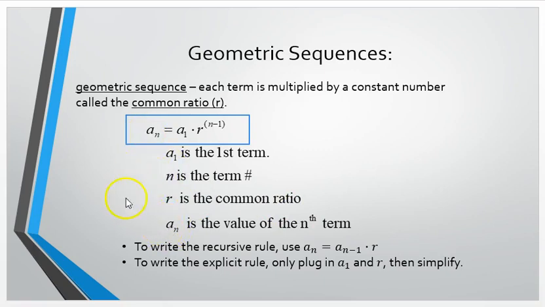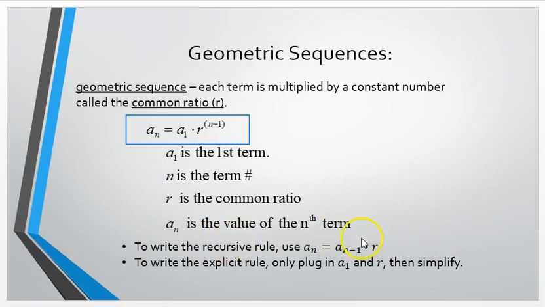Again, please don't confuse n with a sub n. If the second term in the pattern is 5, then n is 2, but the second number in the pattern being a 5 means a sub n is 5. So make sure you understand the difference between what the number is and which number in the sequence it is.